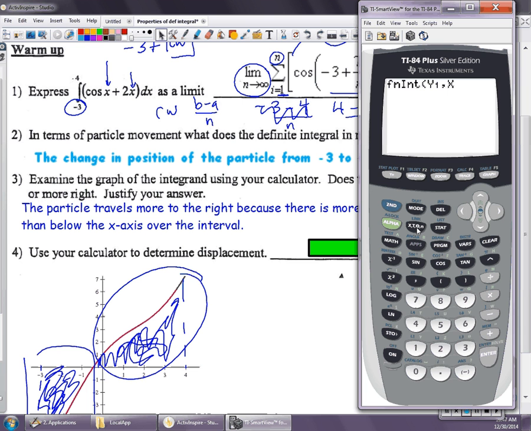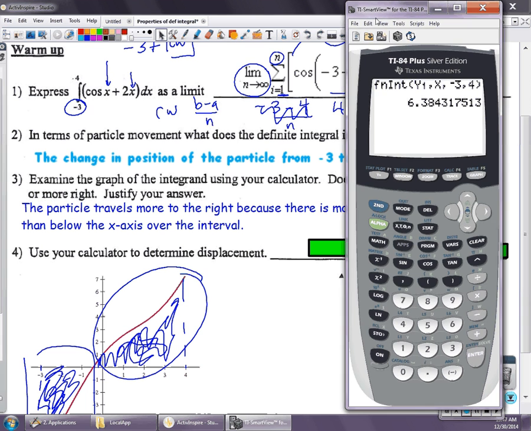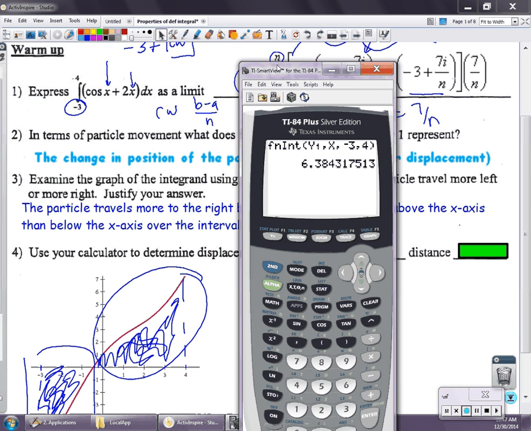I am in terms of x. I'm going to start at a lower bound of -3, comma, and then an upper bound of 4, close the parenthesis, and this will give me the displacement, which is 6.384. If you have a newer model calculator, again, you actually get an integral on your calculator, and it's a little more intuitive. The second thing that they asked us to calculate here, I believe, was the total distance traveled.